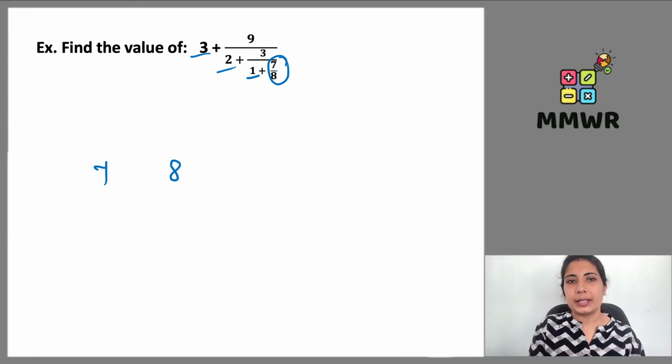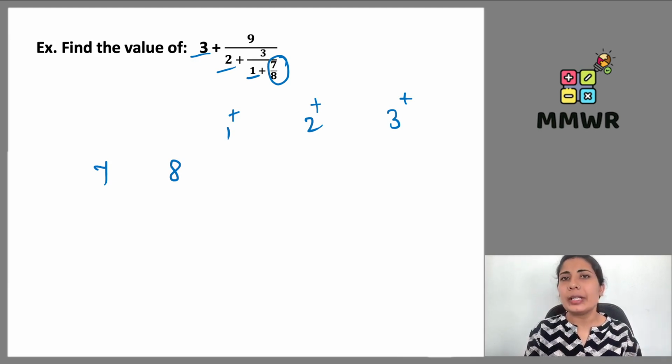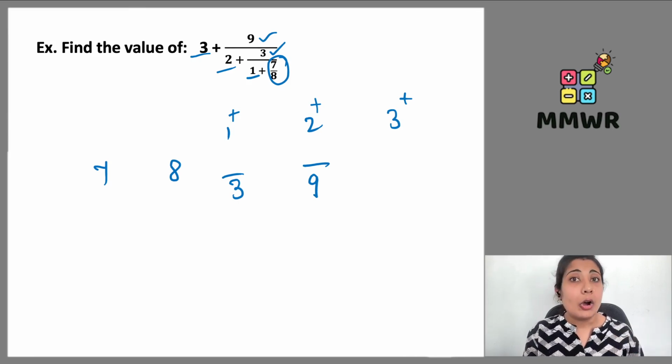1, 2, 3. 1 plus 2 plus 3 plus. If you don't want, you can stop writing this positive operation or addition operation because it's not needed. Everywhere we have the same sign. Then 3 and 9, so I will be writing 3 into the denominator and 9 also. But of which number? That we will be getting.